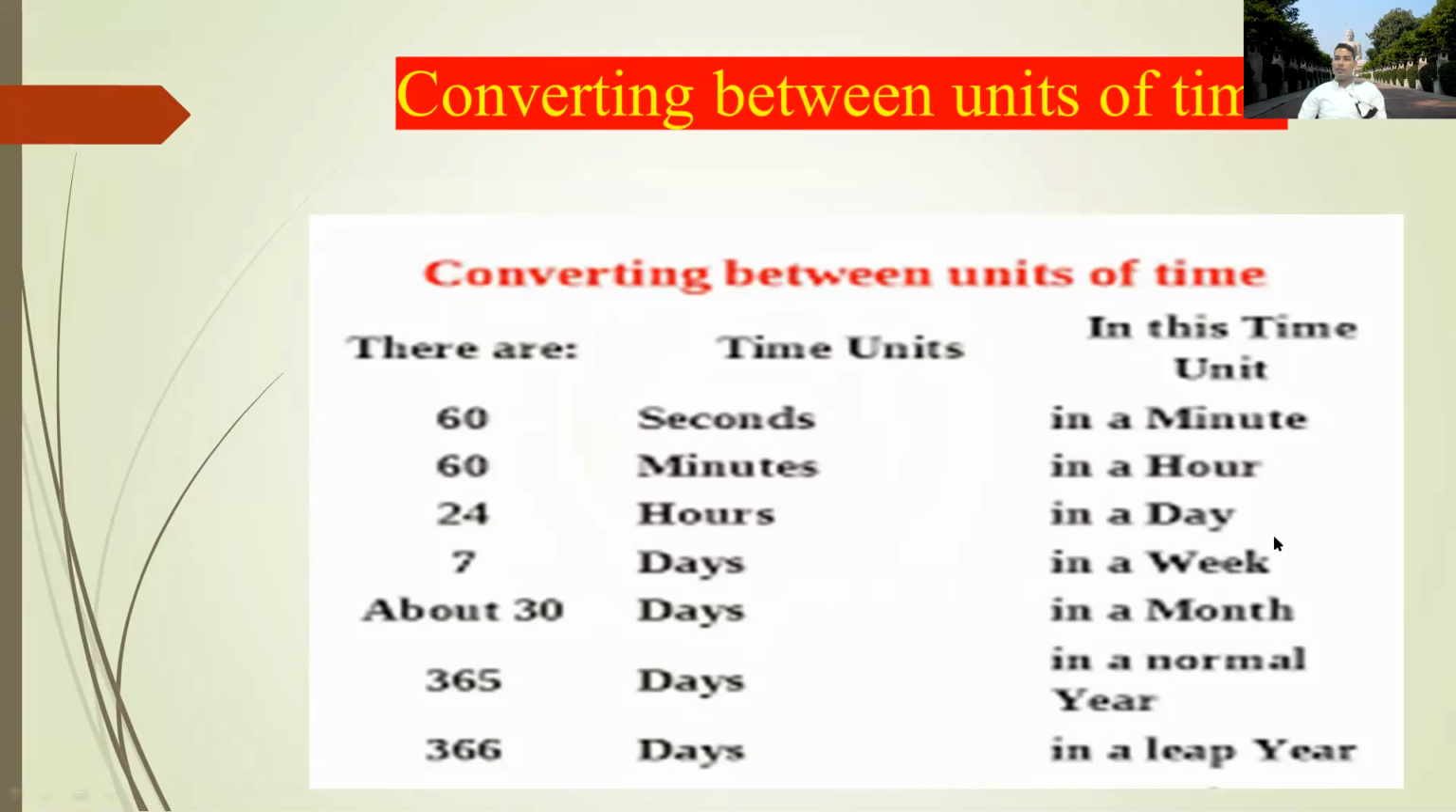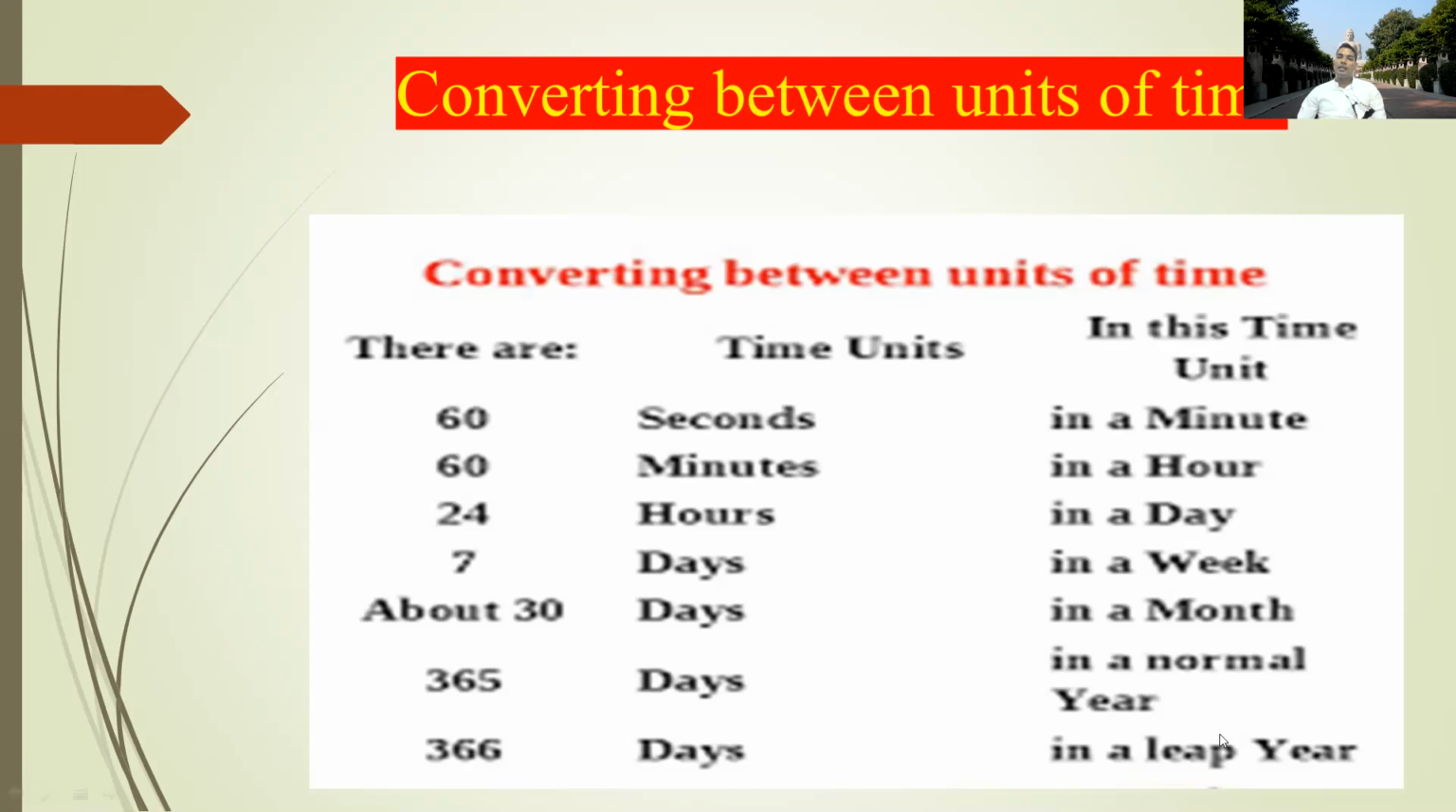7 days in a week. Very good. Next is about 30 days. 30 days equal to 1 month. Yeah, we can say in a month have 30 days, 31 days. Next is 365 days in a normal year. Normal means ปกติ. 365 days equal to 1 year, normal year, but 366 days in a leap year is the difference of normal year.